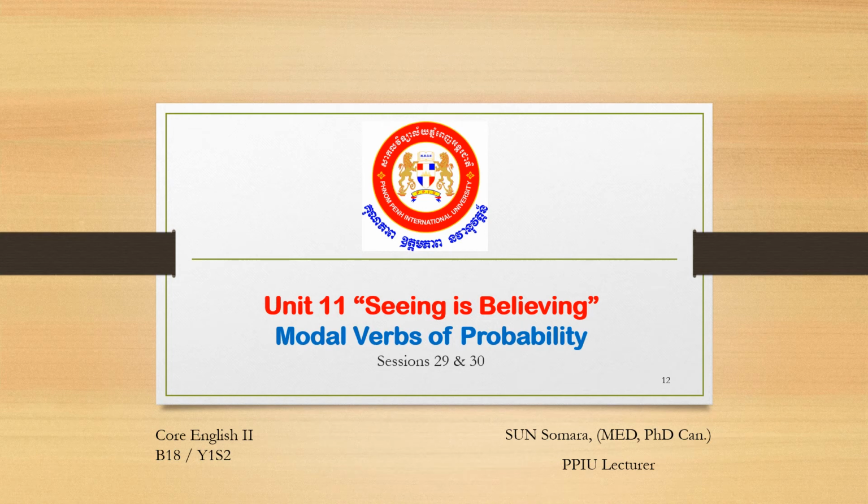Okay, next we are to move to unit 11 about seeing is believing, and the grammar point in this unit is modal verbs of probability. So we shall go and practice and review what you have learned so far in here.